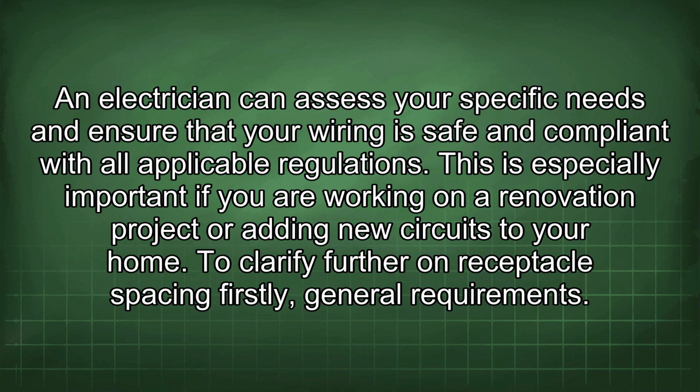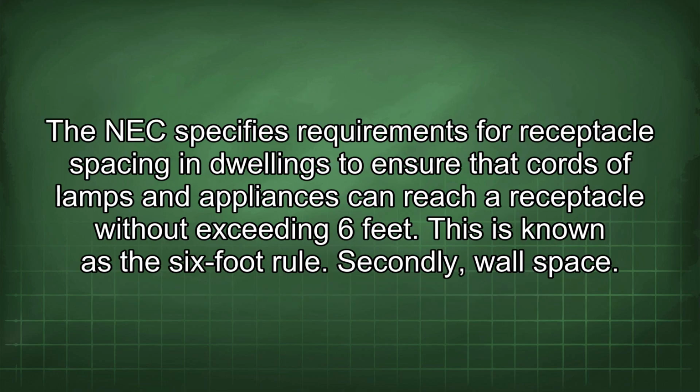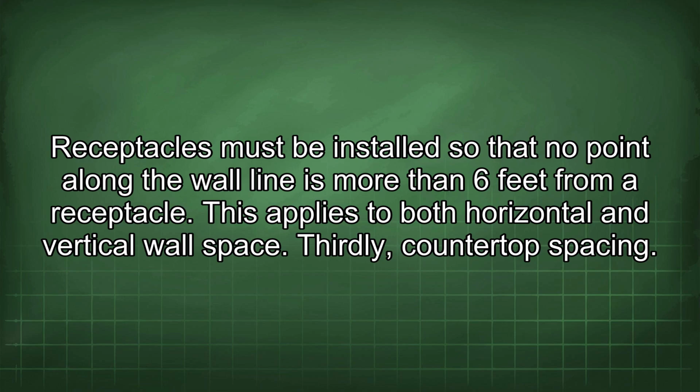To clarify further on receptacle spacing, firstly, general requirements. The NEC specifies requirements for receptacle spacing in dwellings to ensure that cords of lamps and appliances can reach a receptacle without exceeding 6 feet. This is known as the 6-foot rule. Secondly, wall space. Receptacles must be installed so that no point along the wall line is more than 6 feet from a receptacle. This applies to both horizontal and vertical wall space.